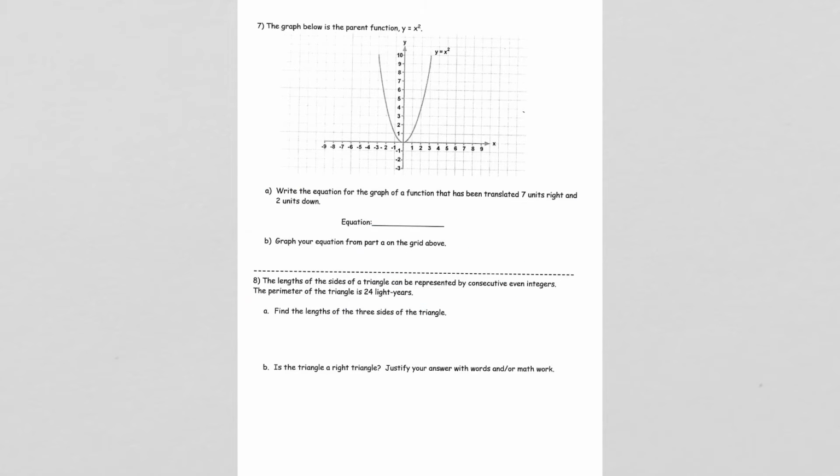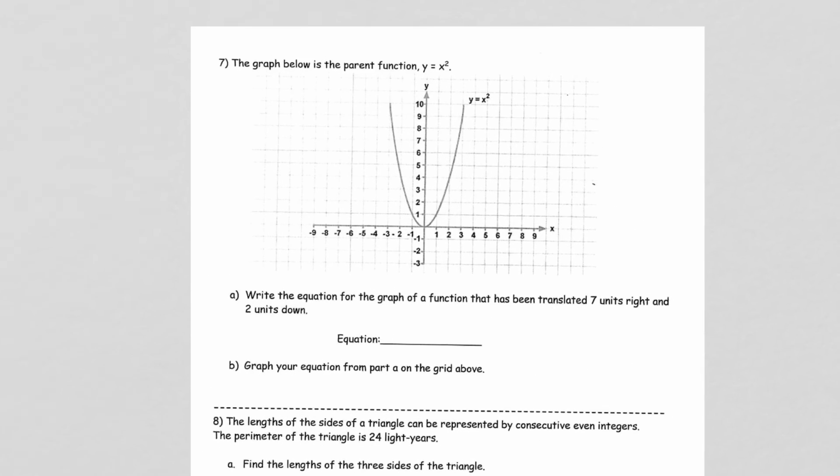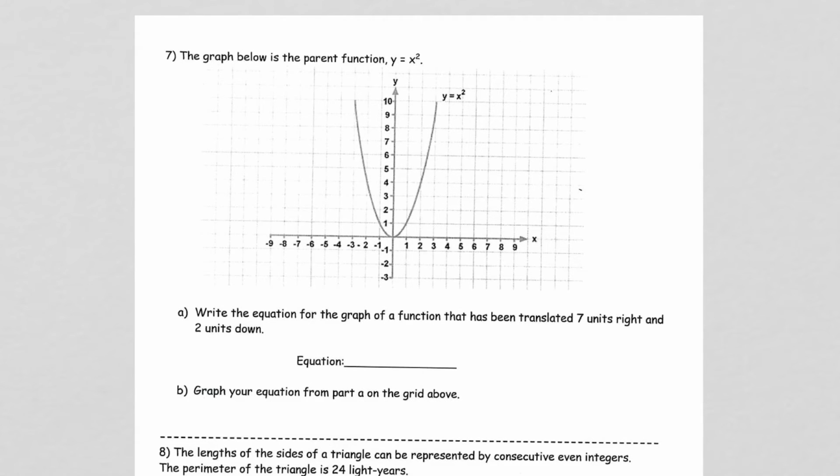Okay, next one. The graph below is the parent function. What is an equation of a function that has been translated 7 units right and 2 units down? All right, so we're looking for an equation. So we need y equals, or f of x equals, or something equals in order to have an equation.